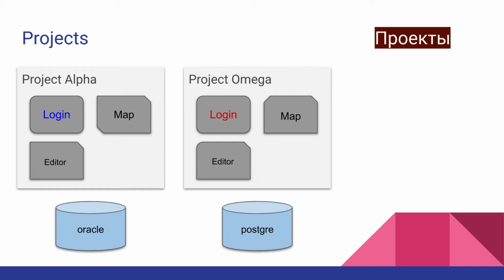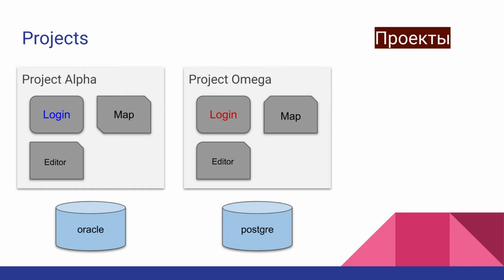So we have two projects, Alpha and Omega. They are built on different databases, their architecture is not identical, the tasks that they solve differ, however, both projects have common features. There are components that perform the same functions, but they are designed a little differently and have some minor differences specific to each project.